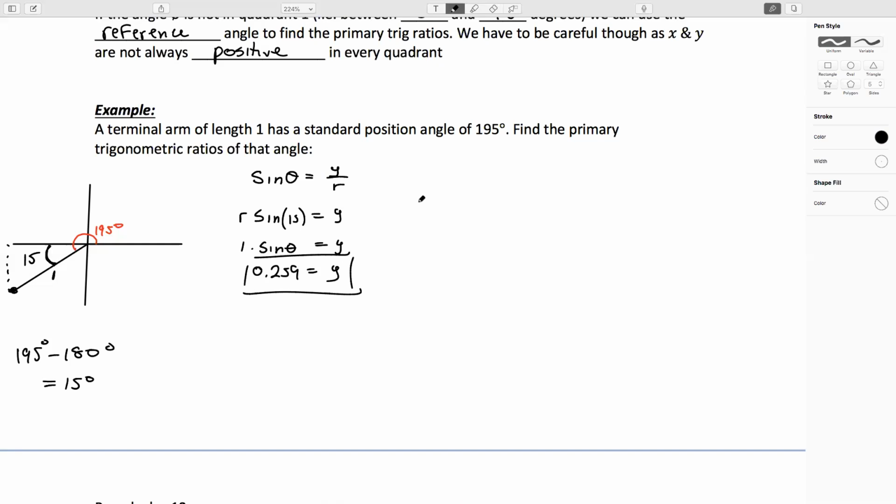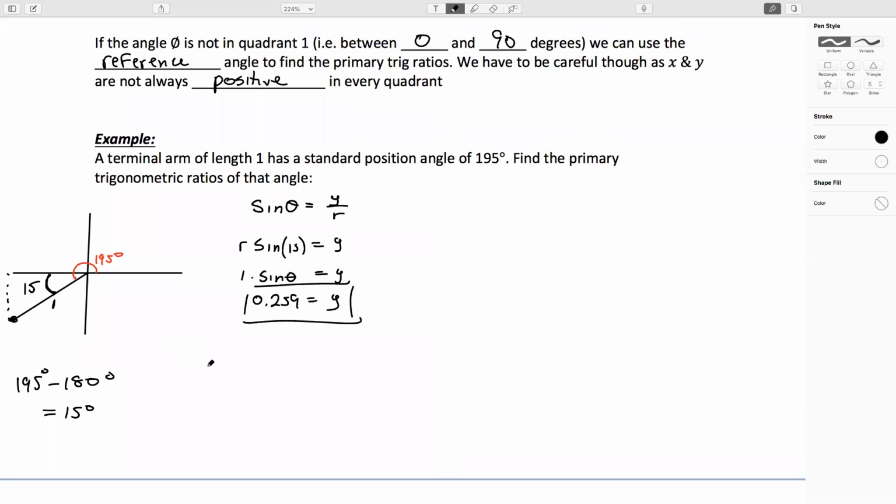So I found one of my side lengths. Technically, this is going to be negative, so I probably should have given myself a little more space in my drawing, but say that this is my y value. Well, my y value is going to be negative 0.259. That's because we're in quadrant 3.